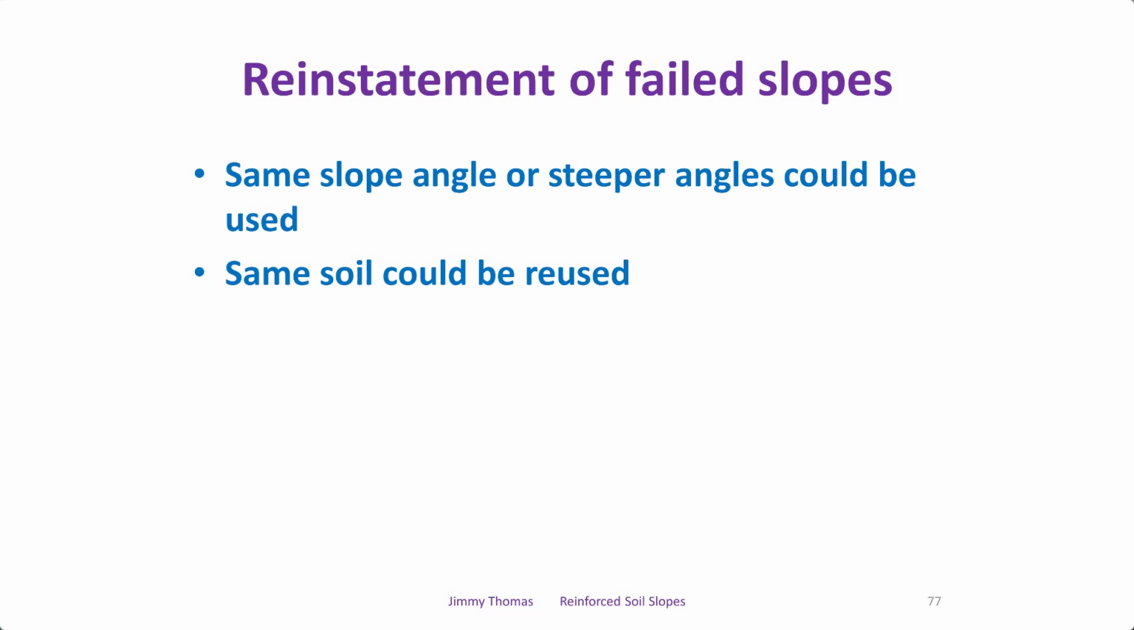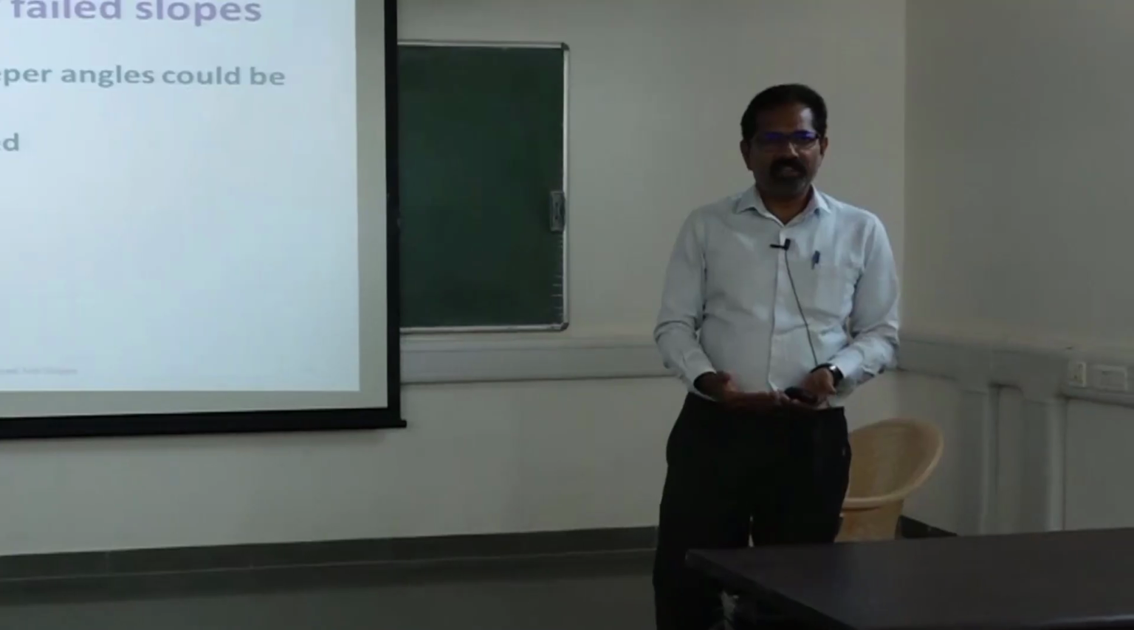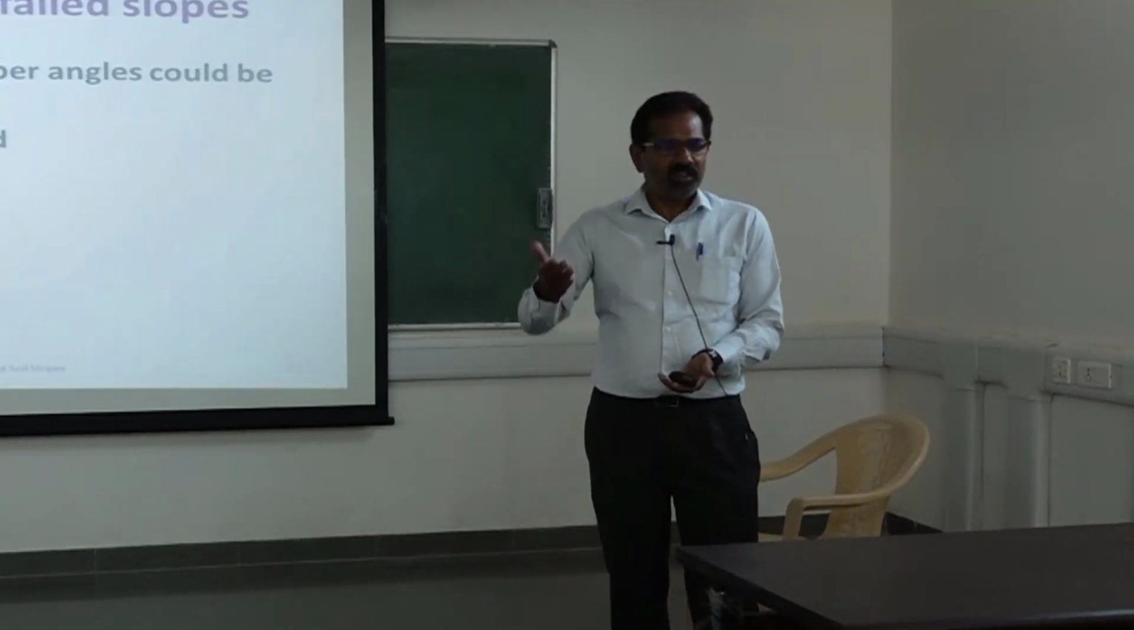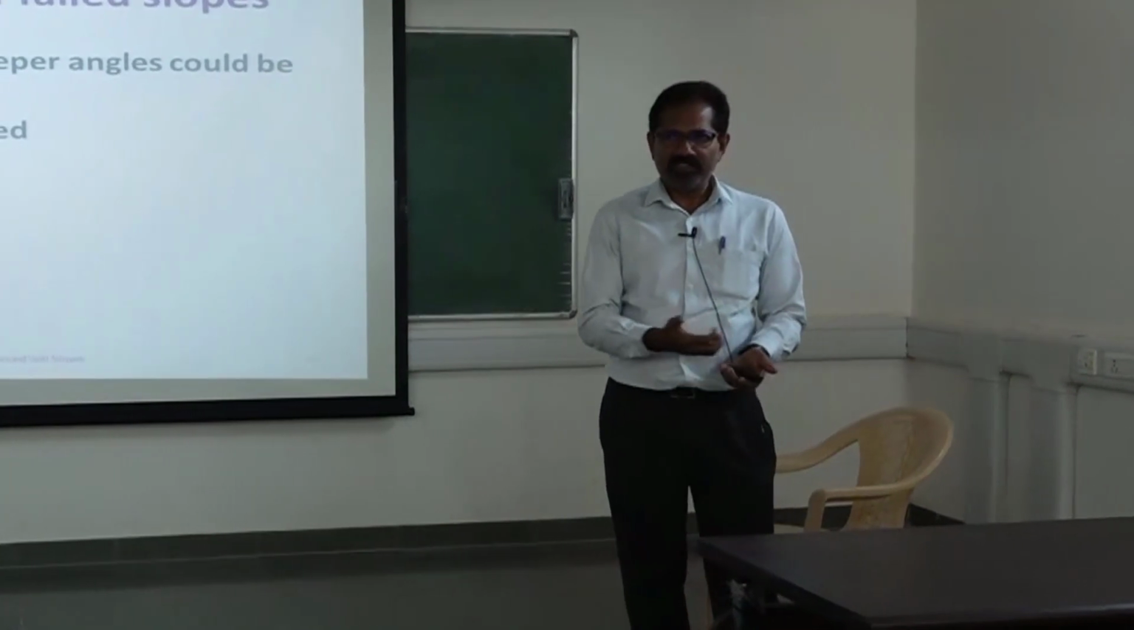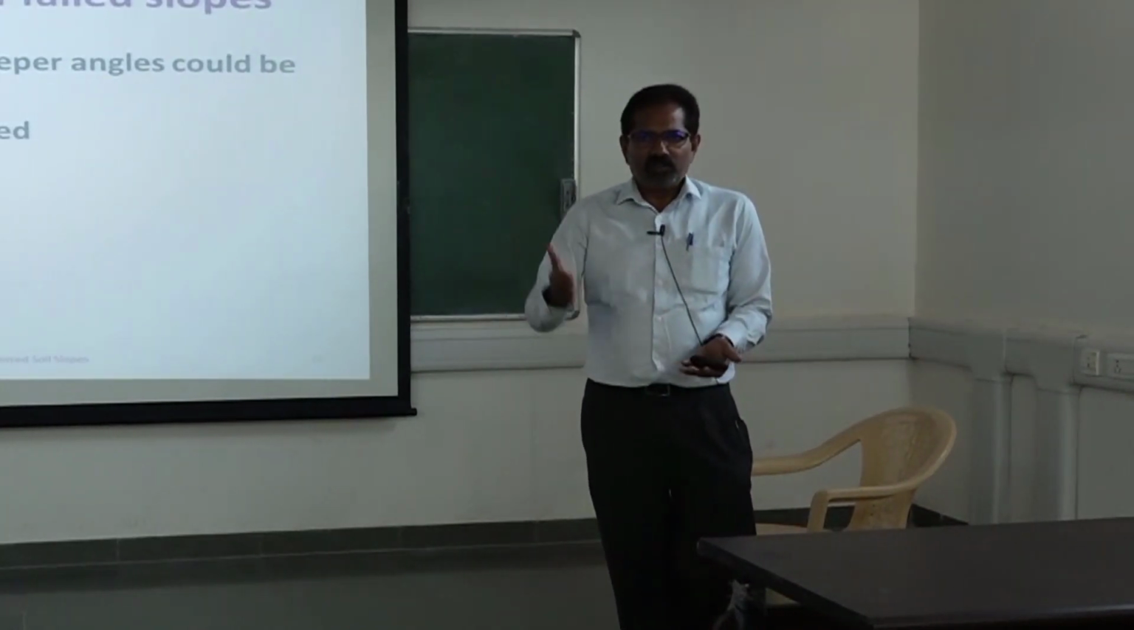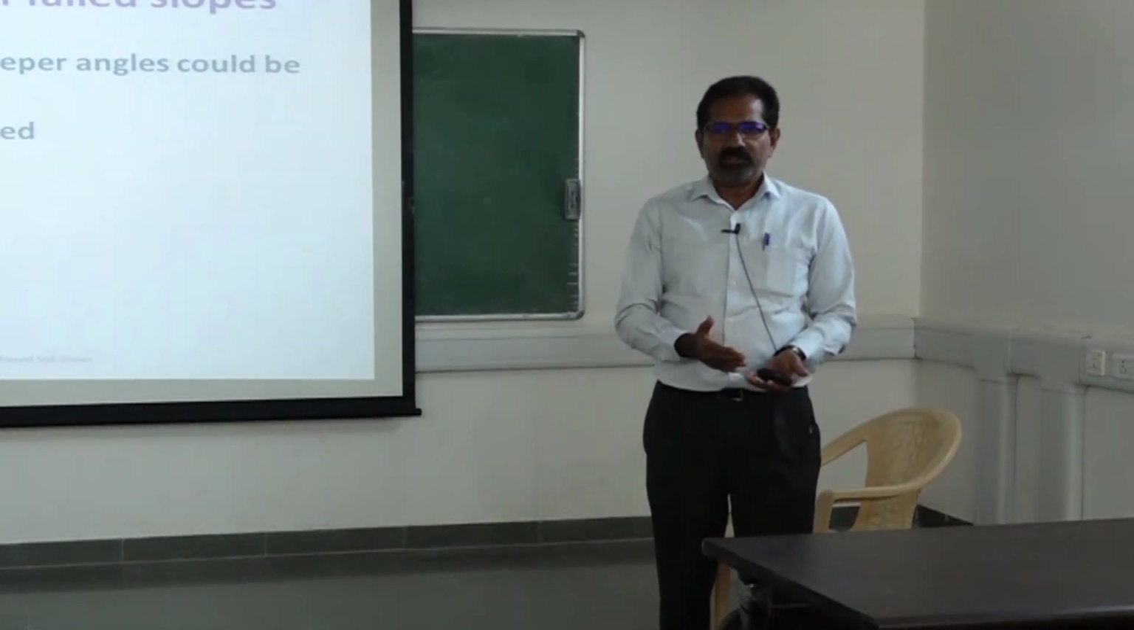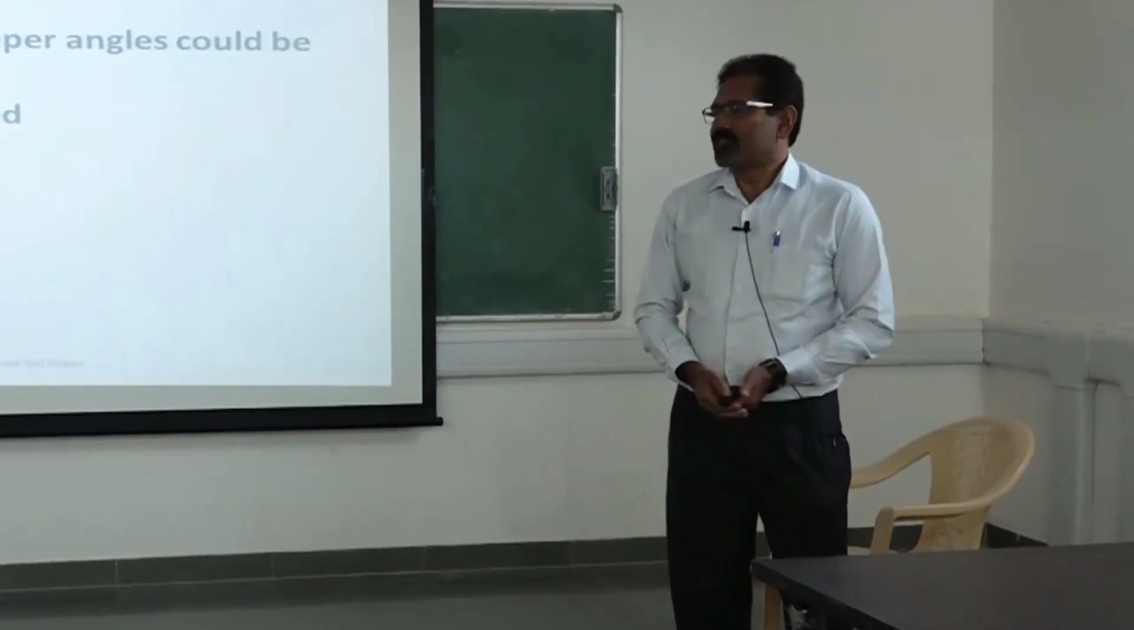Then another application is if a slope has failed, we want to put it back. We can either make the slope steeper or use the same soil. Suppose why did that slope fail? Because the factor of safety was not adequate. So either we use a better quality soil or we have to make the slope flatter. Another option: if it is a highway, we cannot make the slope flatter. So the only option is to go for a reinforced soil solution.